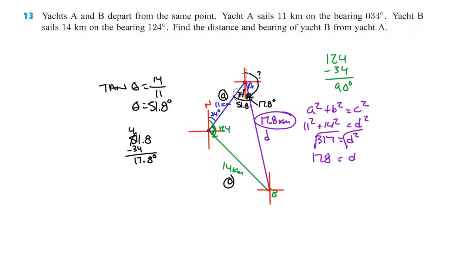So basically that means it's 17.8 degrees short of 180. So we would want to do 180 minus 17.8, which is going to give us 162.2, right? Okay, and I just checked them, these are both correct.